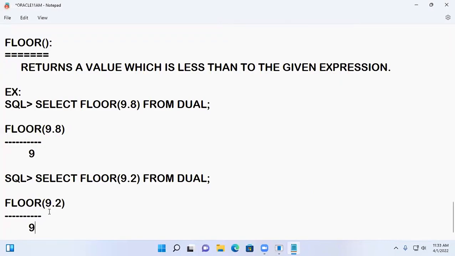One example you can take, that's enough, because in my material I have so many examples. For your understanding purpose, just one example you can take.